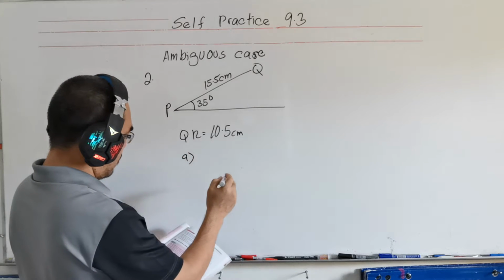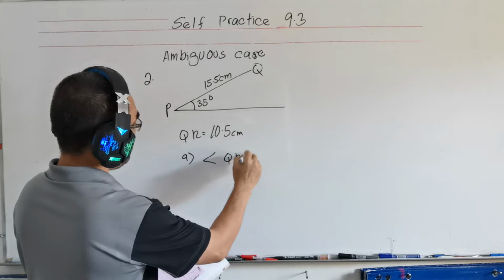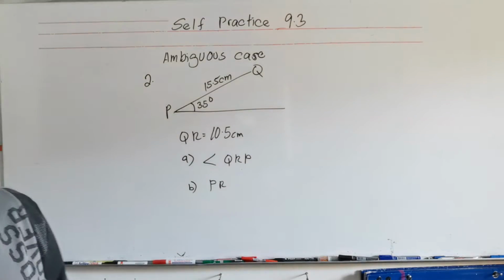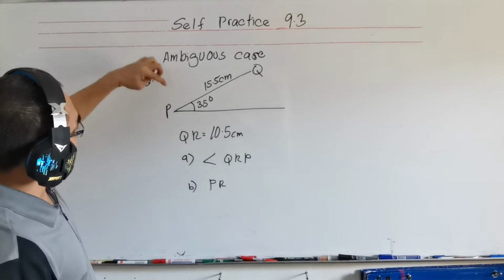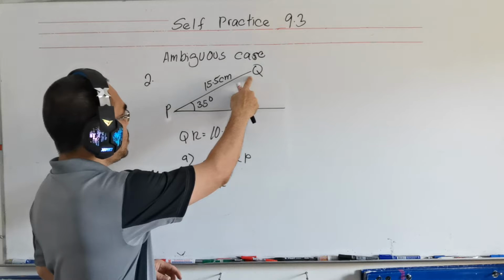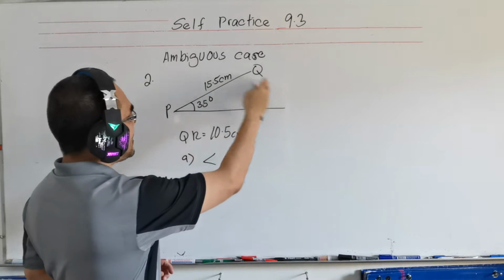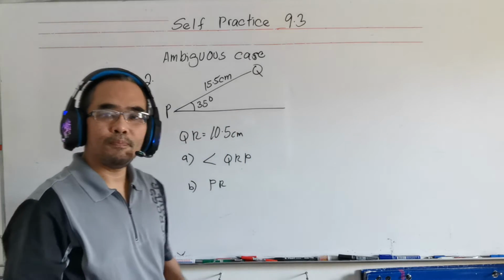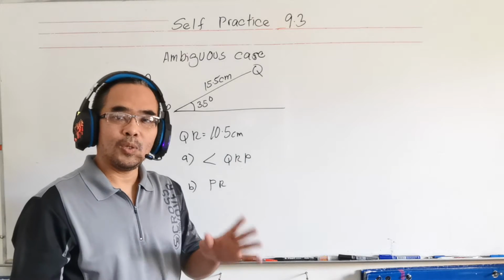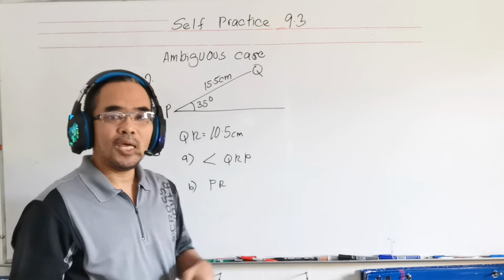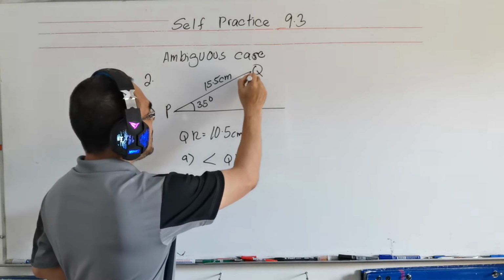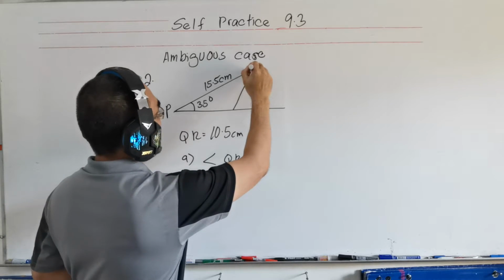So question A is asking for angle QRP, and B, PR. Right, so if you see that the length here is 15.5, and then the one from Q to R, where R is somewhere here, is 10.5. So it's best for the time being if you draw the exact measurement. Please, after this you draw exact measurement. So you will find from Q to R, one will go here, and the other will go the other side.